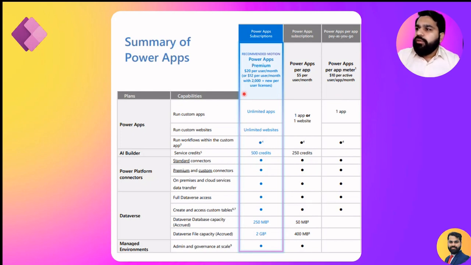Okay. Now we'll talk about the capabilities. From the capability standpoint, Power Apps Premium can run the custom applications which are built. It can even run custom websites. Unlimited applications can be accessed by the user who has the Power Apps Premium license allocated to that account. Then unlimited websites, and these websites are Power Pages websites.